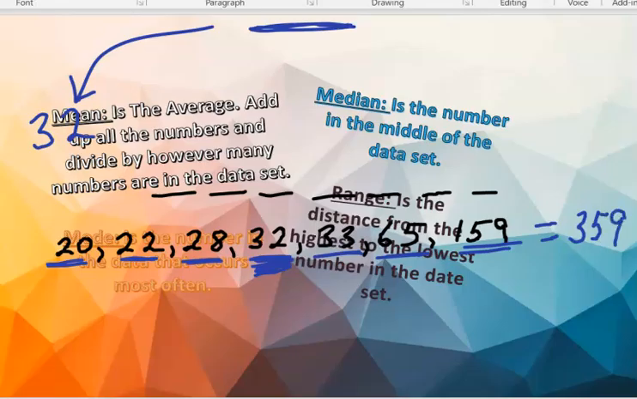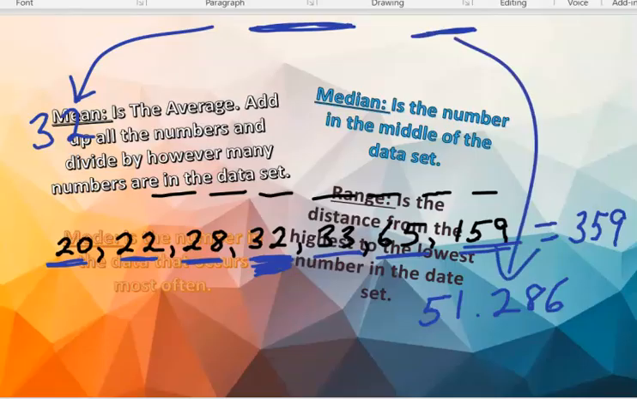So what do we do to find the actual mean? We have to divide that by, yes, 7, because there's 7 numbers in the data set. So we have 359 divided by 7, and that's going to equal 51.28, something like that. So we're going to say 51 point, it's actually 2857, so we'll just say 28 and then round the 5 up to a 6 since the next number is 7. All right, and so that is the mean.